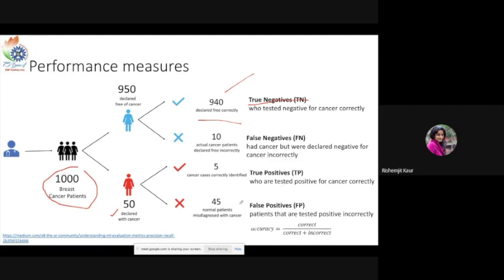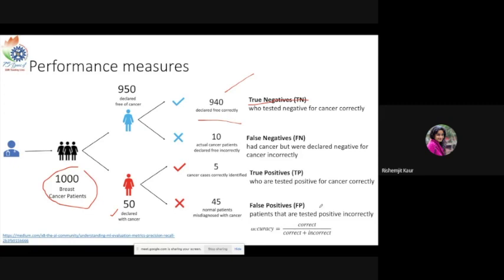45 normal patients were misdiagnosed with cancer, right? These patients did not have cancer, but our algorithm told them that these are the patients who need further treatment or further diagnosis, they have cancer. This is what we call false positive. This is also a very deadly case in itself, in the sense that, let's say somebody doesn't have cancer, but your algorithm tells you that they have cancer.